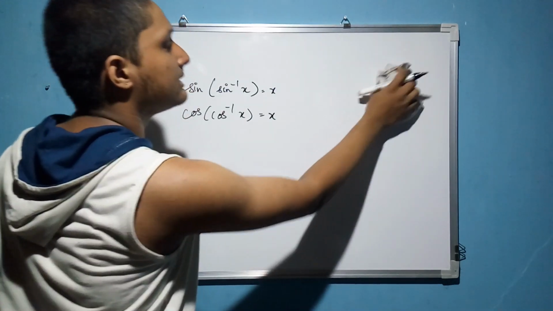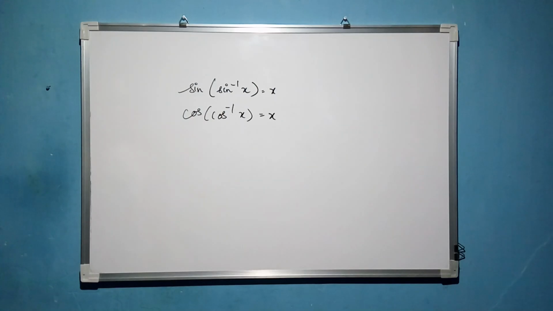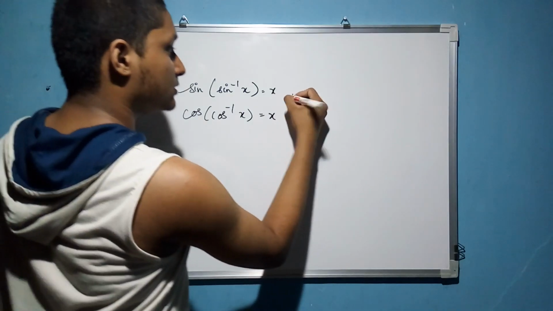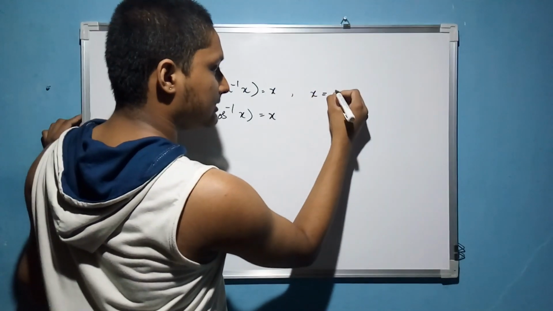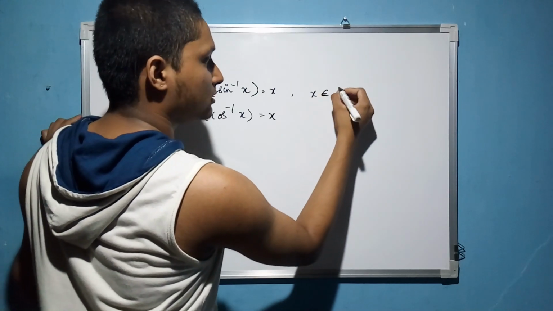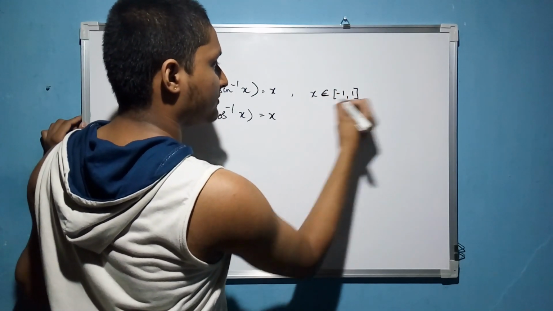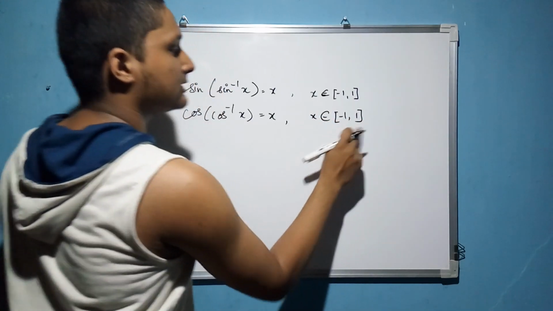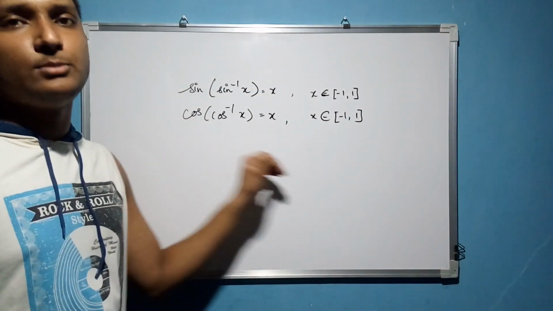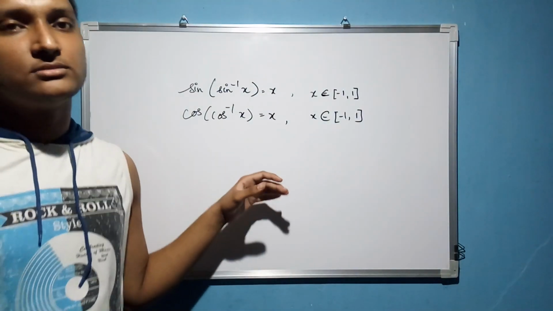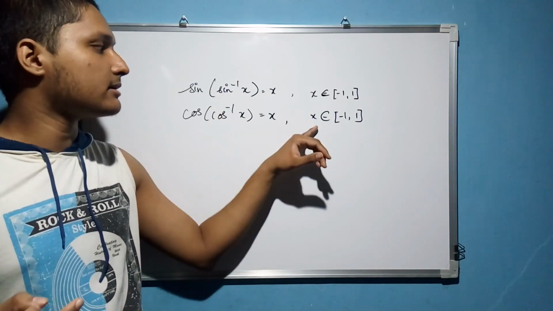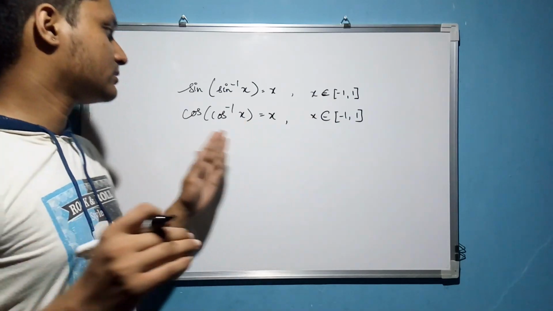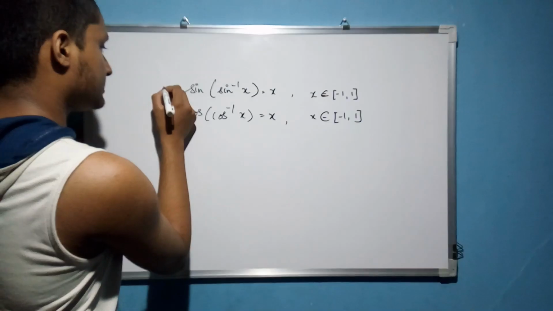That is very important. We cannot say every x, because x cannot be any real number, since you are considering only the sine inverse function. So here x belongs to minus 1 to 1, and for cos it is the same, because the cos function can take only values from minus 1 to 1. For tan, x belongs to R. For sec and cosec, x is outside minus 1 to 1, with minus 1 and 1 not included. That is the first type.